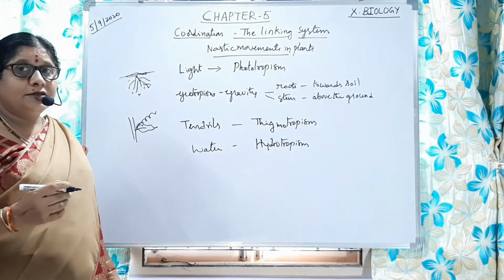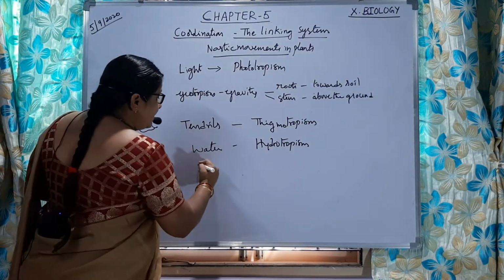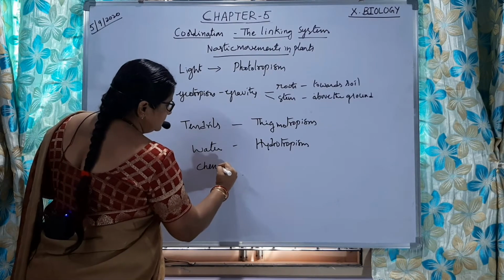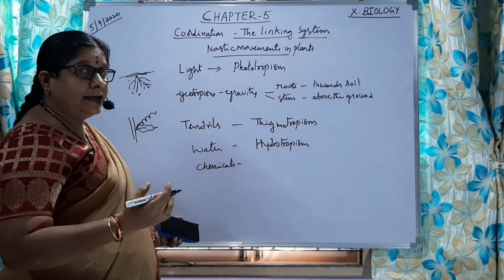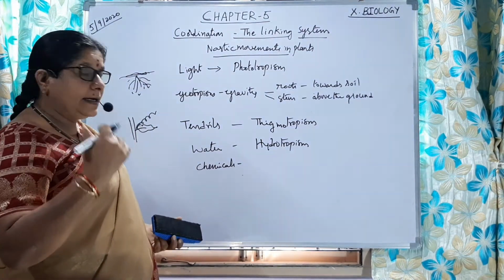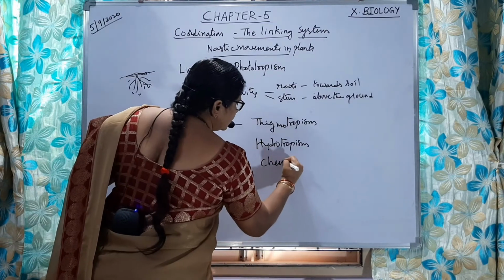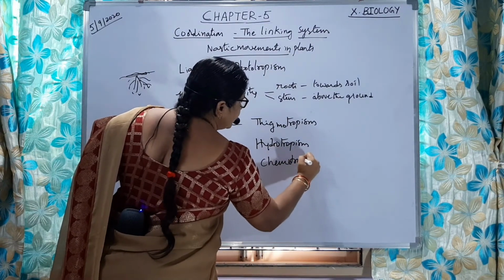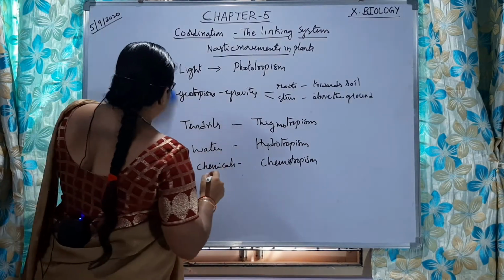Another important characteristic we observe in plants is chemicals. Chemicals which are produced by the plants help in attracting. That we call chemotropism. In what way do we observe chemotropism?